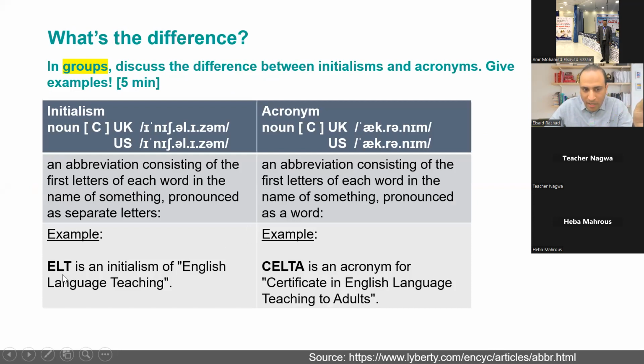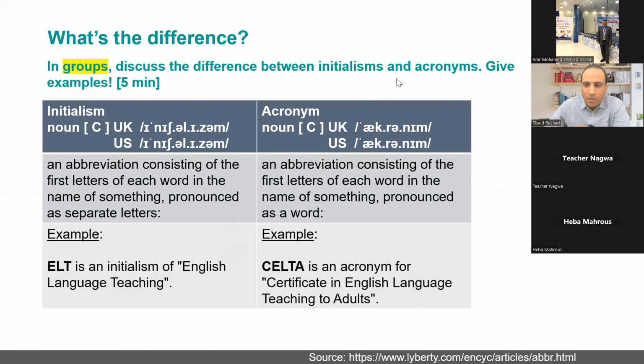A good example is ELT. We never say it as a word; it's always E-L-T. So ELT pronounces each letter separately, which means it's an initialism. We take the first letter from each word: English language teaching.